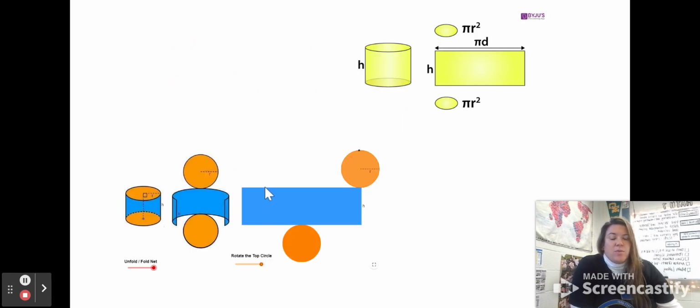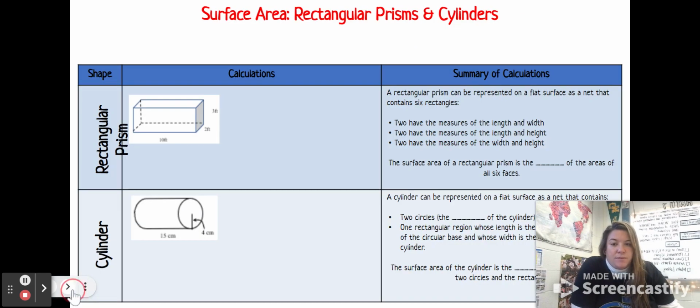For the cylinder, when we cut open a cylinder, this is what the net looks like. It's a rectangle in the middle and two circles for the top and the bottom. So we're going to find the area of those three parts and add them up. The area of the circle, the area of the rectangle, and the area of the other circle.